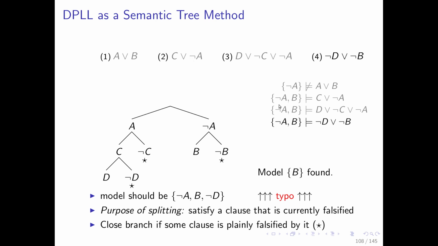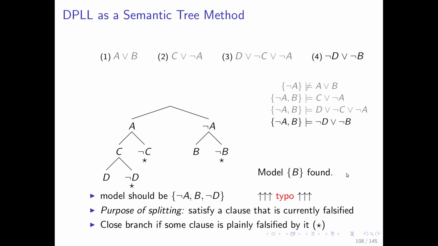Then this guy is true because we've got not A. And this guy is false. Sorry, this guy is true. Why is it true? Because there's an implicit not D in here, right? So this is true. So what we've done is we've found that this branch leads to something which makes all of the clauses true.